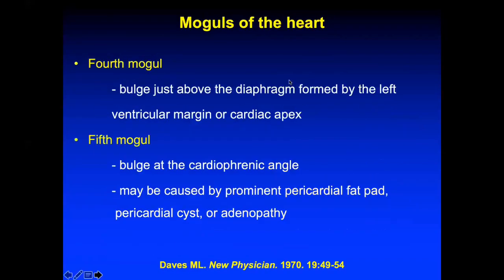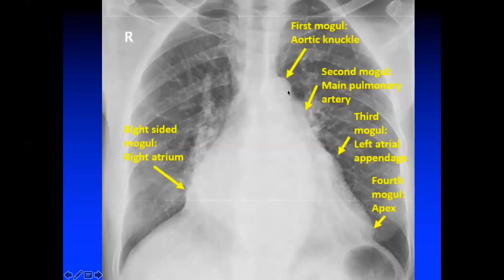So here on the X-ray, you can see the first Mogul, that is the aortic knuckle. The second Mogul is the pulmonary artery segment. Then you will have the third Mogul, the left atrial appendage. Then your fourth Mogul is the apex. Sometimes even examiners will ask you what is the right-sided Mogul. So the right atrium is the right-sided Mogul. That is because if the right atrium is enlarged, it will always form a convexity.